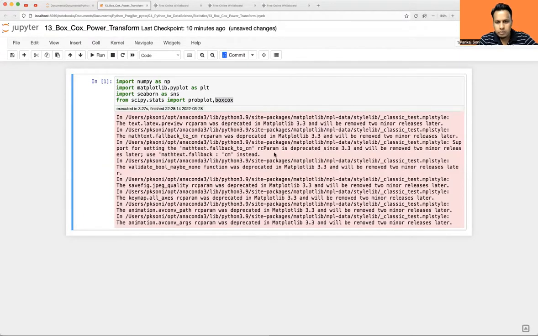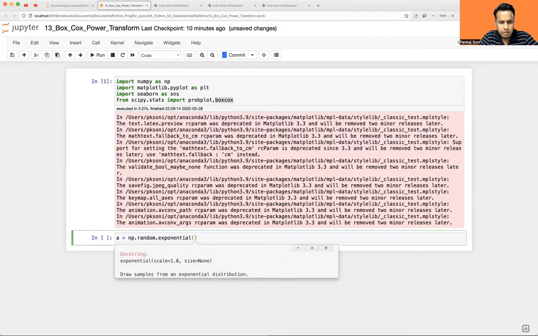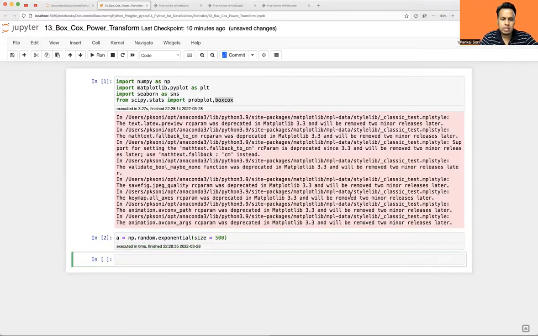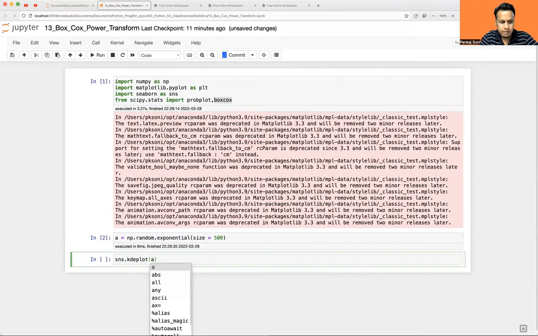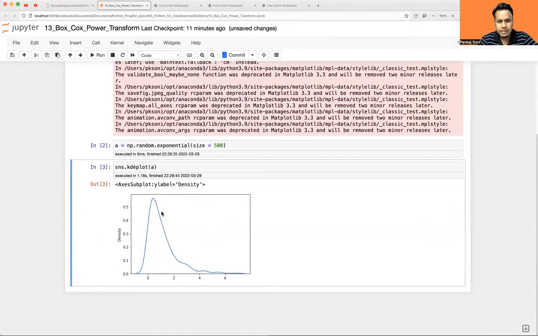Please ignore the warning, because maybe some version got updated, that's why. So what I'll do, I'll just generate some data from np.random, let's say some exponential data. It takes scale 1.0 and size I'll take, let's say 500. After taking this value, let's plot sns.kdeplot of A. So what do you see here? It is definitely a positive skewed or right skewed data, correct?